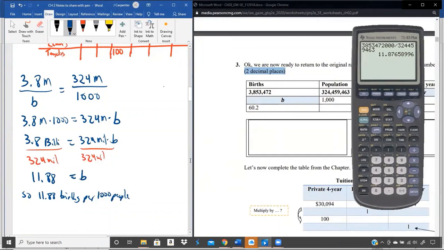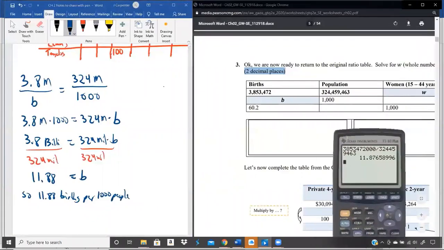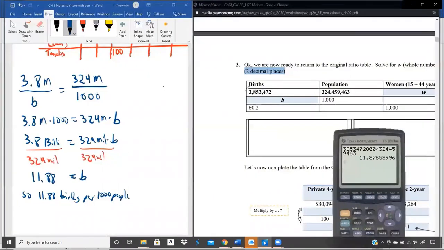If our births was 60.2, again, we could figure out what that X was some way, shape, or form. I've already described, but we weren't asked to. It's not really an important number, so we don't. The next thing we were tasked with finding was this W. So if we try and draw a box, now you could certainly do this.